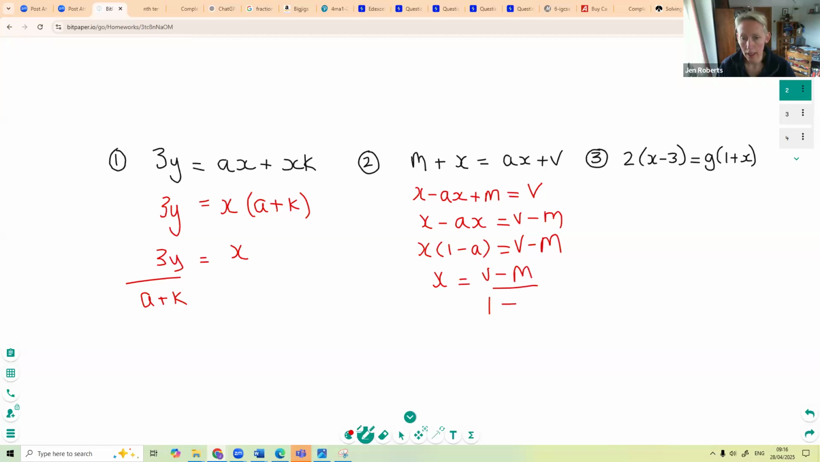Now, if you had done it by bringing your X's onto the right-hand side, you would have got an answer of M minus V over A minus 1. Or you might have minus 1 plus A and minus V plus M, which is also fine. Now this one.